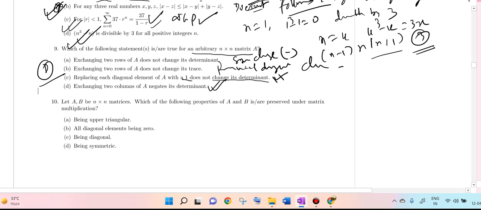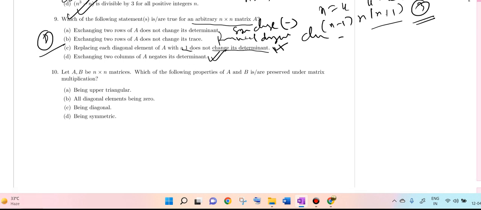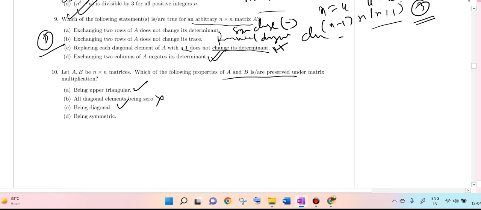So after 9, let's go for 10. In an n cross n matrix, which of the following properties are preserved under matrix multiplication? A, being upper triangular, yes, and C, being diagonal. But B and D are not, because the diagonal elements being 0 is not a requirement, and symmetry is not a requirement. So A and C is the answer.